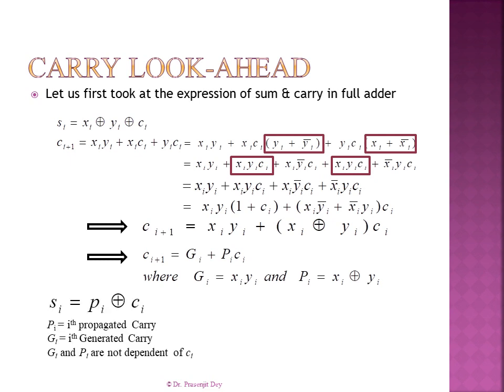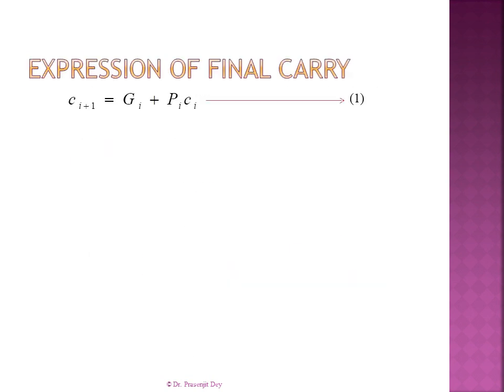Similarly, the sum expression we can write as Pi XOR Ci. So here Pi is the ith propagated carry, Gi is the ith generated carry, and if you look at these two expressions, you can see that Pi and Gi both are independent of the previously generated carry Ci. So here the expression of the final carry Ci plus 1 is Gi plus Pi Ci.